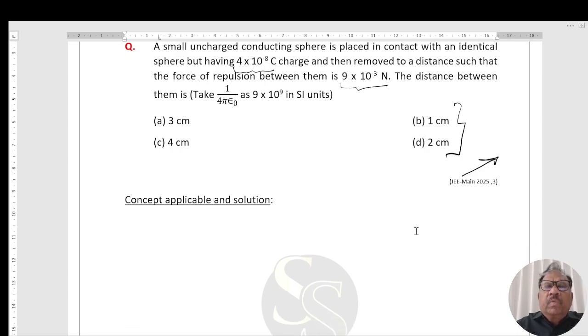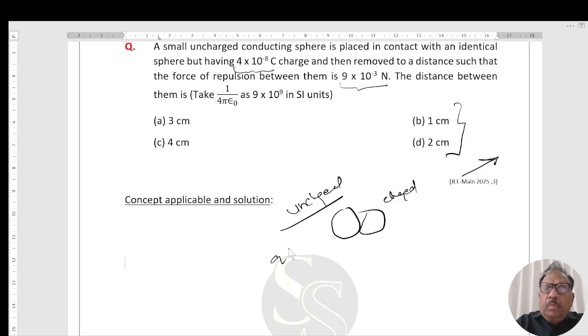In this case, one is uncharged, one is charged. जिसके ऊपर चार्ज 0 है, जिसके ऊपर चार्ज 4 × 10⁻⁸ कूलॉम है. Both spheres are identical.